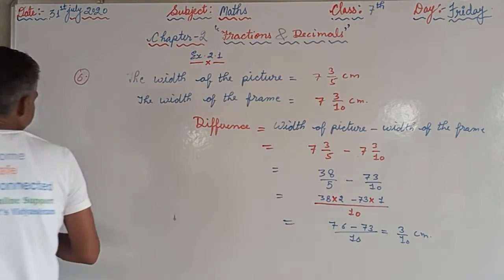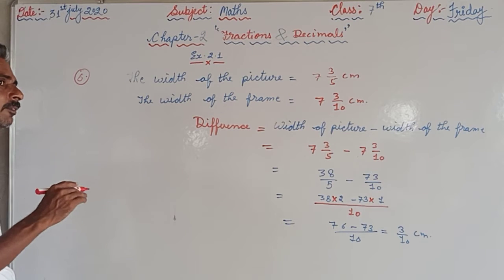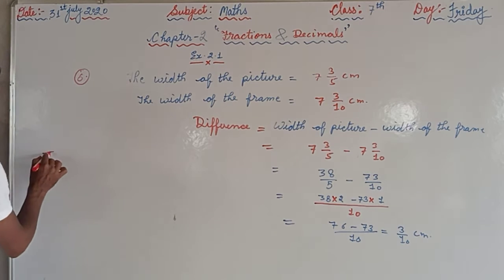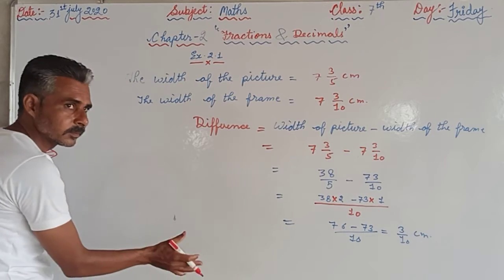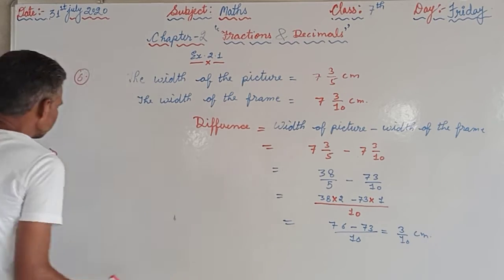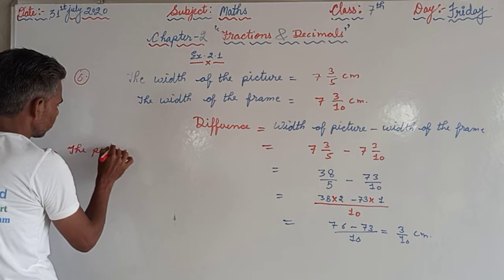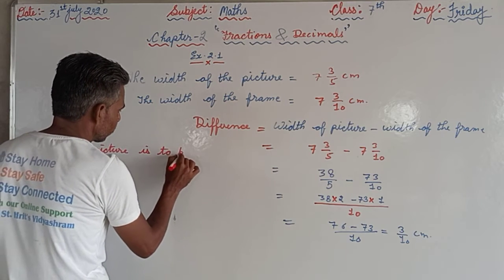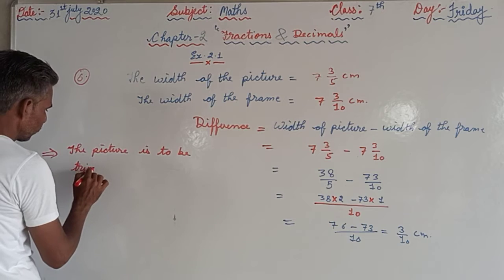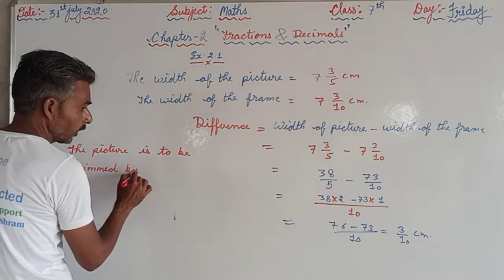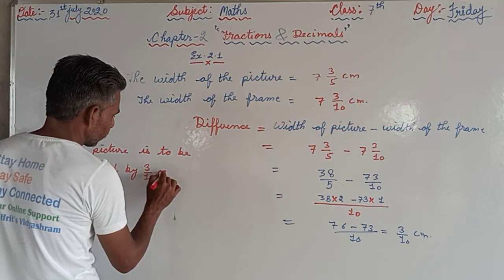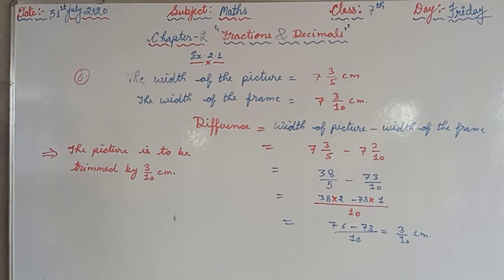centimeter. So as you know that this question is a word problem, we will write the answer in language only. So the answer will be, you are supposed to write after the solution, means here. So the picture is to be trimmed by 3 by 10 centimeter. So this is the answer of this question. Means in that question we are supposed to subtract, and now we will discuss the next question.